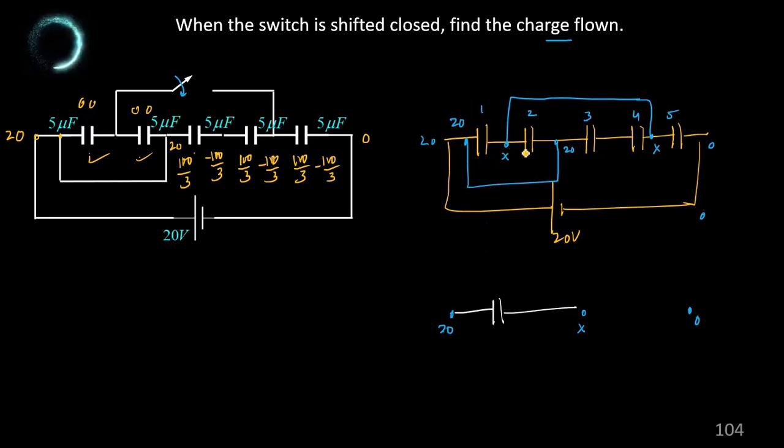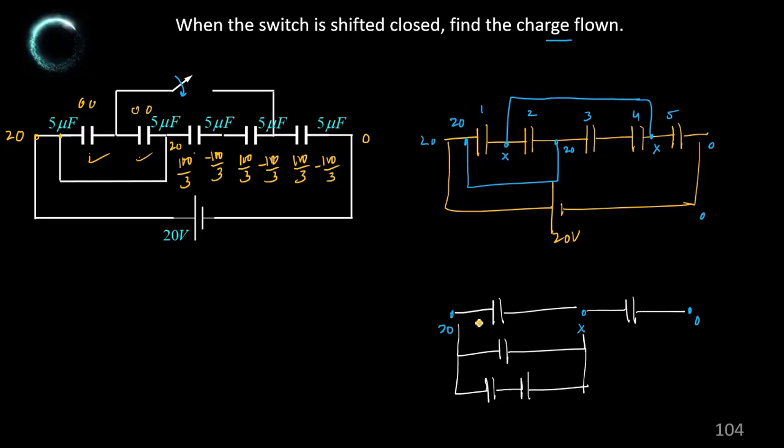Now the second capacitor is between 20 and X, so it should be in parallel with that. Third and fourth are between 20 and X. So this is one capacitor, this is another capacitor. Now third and fourth are over. Fifth capacitor is between X and 0. So this is the final circuit.